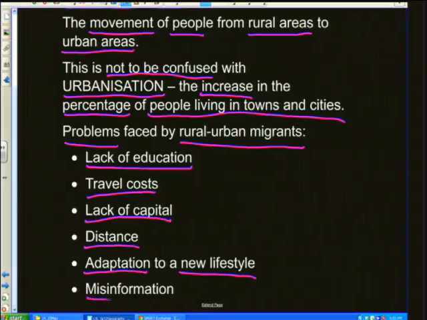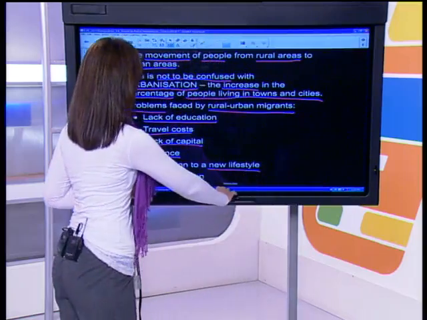And also, sometimes they're misinformed about the new place. They're told all these things about how many jobs there are available, the bright lights of the city, and how much better a lifestyle it is. But once they get there, they actually experience a rather different situation. So they often ask in an exam about the concept of rural-urban migration, and they also ask you what problems they are going to face once they reach those cities and towns. Let's have a look at the next part.